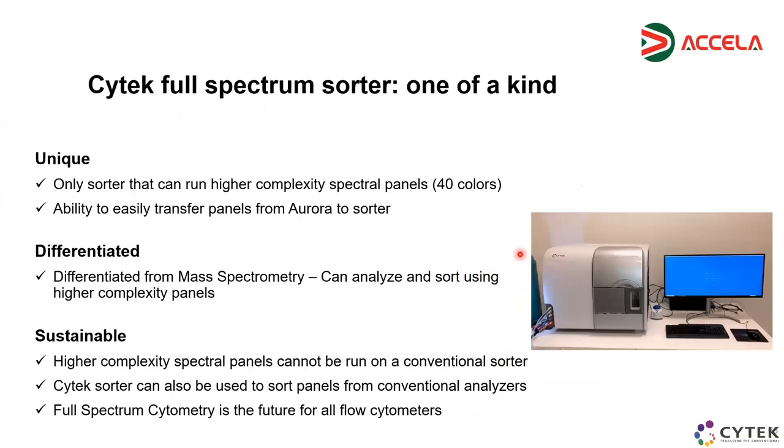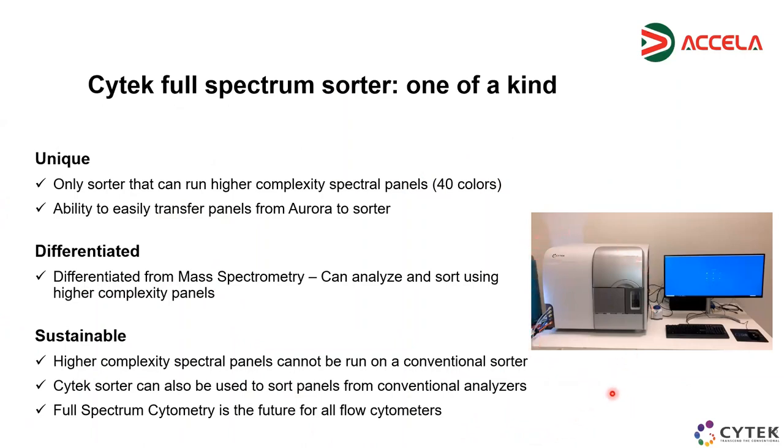So first of all, of course, it's coming from a really unique technology, spectral cytometry, Aurora spectral cytometry. So it's the only sorter on the market which can at this moment run and sort a panel of 40 antibodies in one tube, pre-validated. So it's really easy, as I say, to switch from cytometer to sorter. We can work in high complexity panels, and it's definitely automated, easy to use.